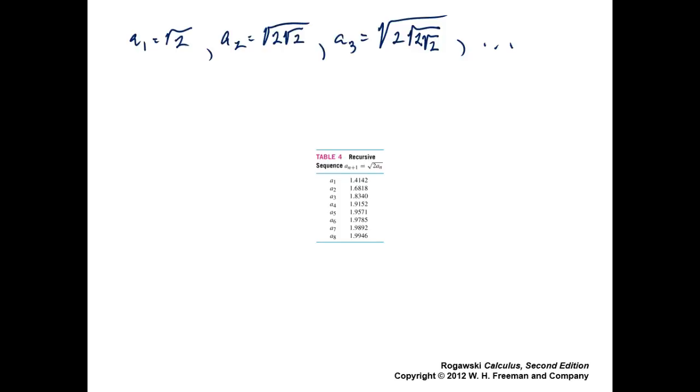This is 2 to the first power. This would be 2 to the first power times 2 to the 1/2 power. That would be 2 to the 3/2 power, right? Well, that's just showing it's increasing again. We've got to show that it's bounded as well.